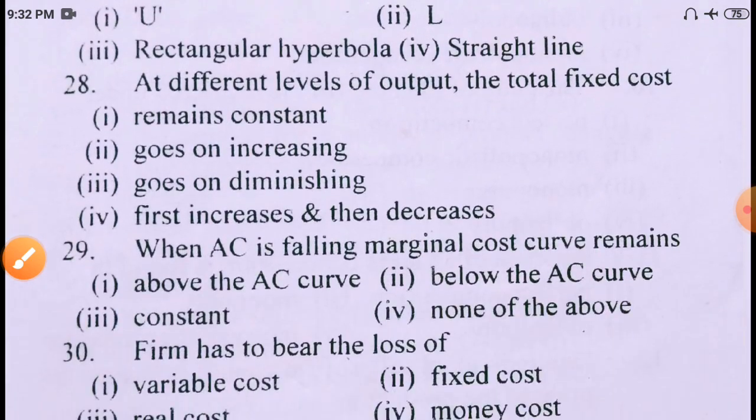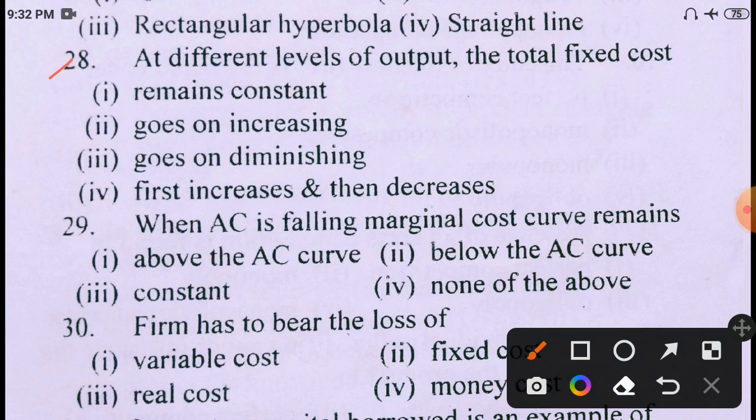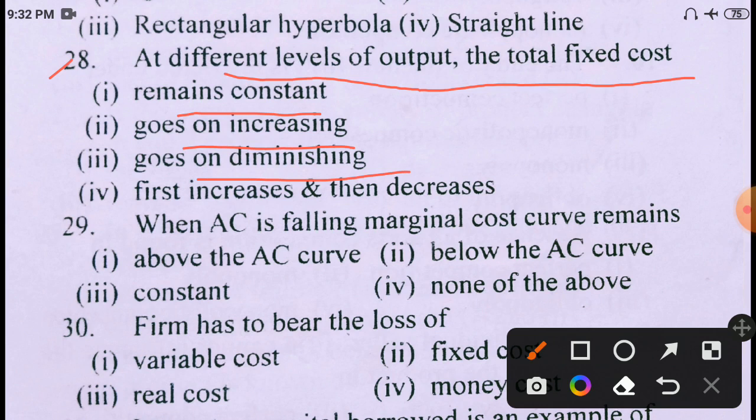Next, number 28. At different levels of output, the total fixed cost: (i) remains constant, (ii) goes on increasing, (iii) goes on diminishing, (iv) first increases and then decreases. Which is the correct one? It is (i) remains constant. Total fixed cost remains constant.